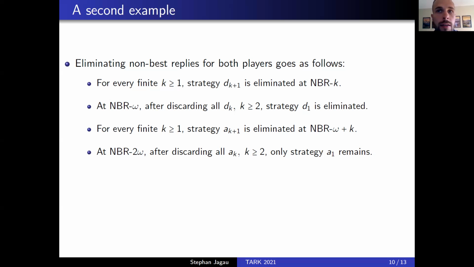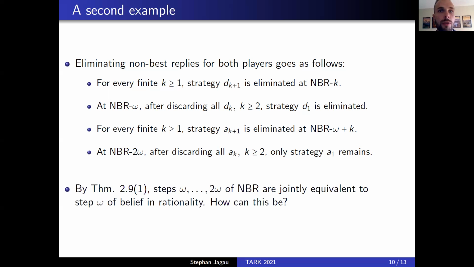In the end, that way we eliminate all the A strategies starting at A2. So everything except for A1, and that's going to be the single strategy that survives after 2 omega-fold elimination of non-best replies in this game. Now, if you go back to my results for this game, we have those steps omega to 2 omega of elimination of non-best replies, and somehow they must be jointly equivalent to that one step omega of belief in rationality.